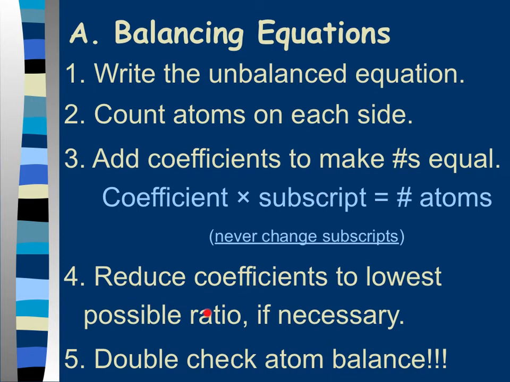Fourth, reduce the coefficients to the lowest possible ratio if necessary. So that only applies to the coefficients. So only the large number in front, if they have a common number we can divide into, we divide across the board. But I'll show you that in a minute. And then you're going to double check the atoms to make sure they're balanced. Let's take a look at one.